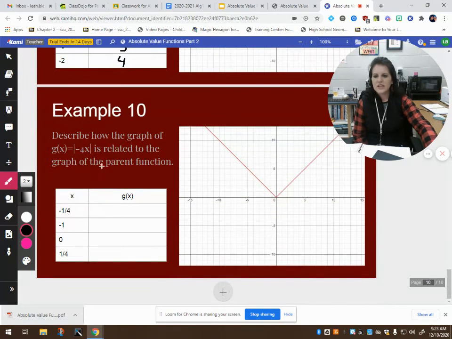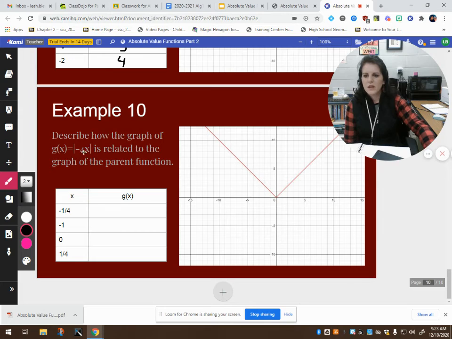All right, so let's look at this next one. Describe how this is related to the graph of the parent function. So I'm going to plug in 1/4. Negative 1/4 times negative 4 is a positive 1. Absolute value of positive 1 is 1. Plug in a negative 1. Negative 4 times negative 1 is positive 4. Absolute value of 4 is 4. Plug in a 0. I get 0. 1/4 times negative 4 is a negative 1, but the absolute value of negative 1 is just 1.